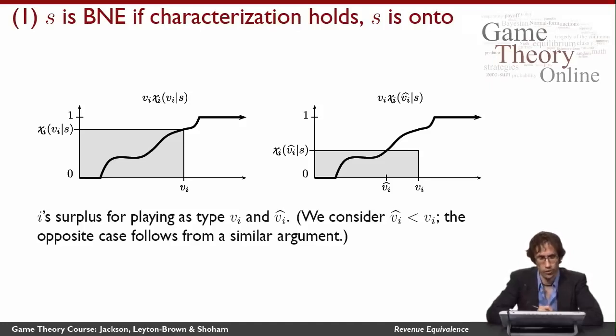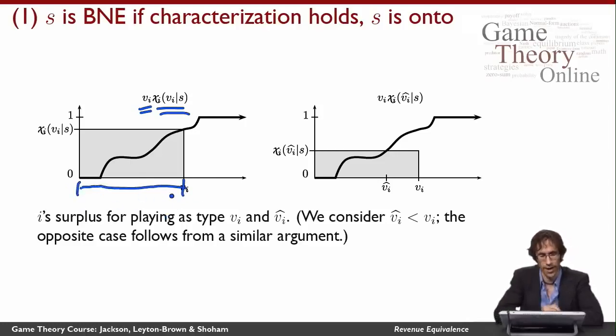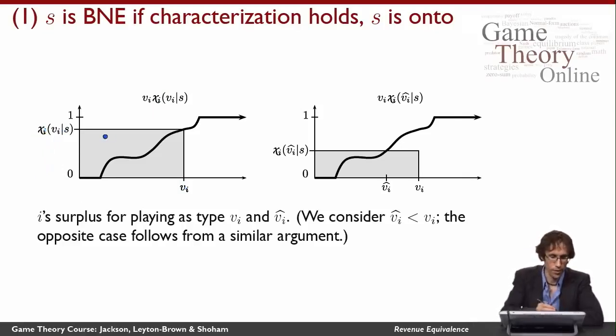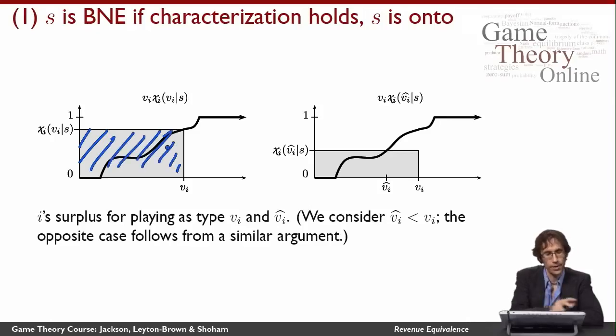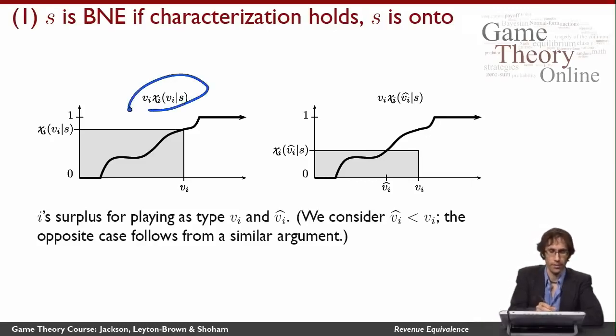So let's think about what those things look like on the picture. Well, notice that these expressions are products. It's a value multiplied by an allocation probability. So we can see that kind of in the picture as a rectangle, where it's the area of this shape. Here's the valuation, right? This distance here is the valuation. It goes from 0 to vi. And this distance here is the allocation probability. It goes from 0 to xi of vi given s. And so this whole shaded region here is that product. So the area of that region is the product vi times xi of vi given s.